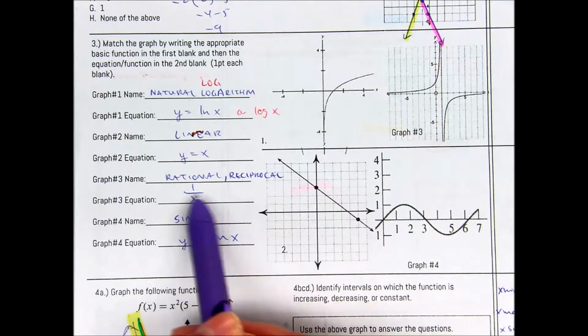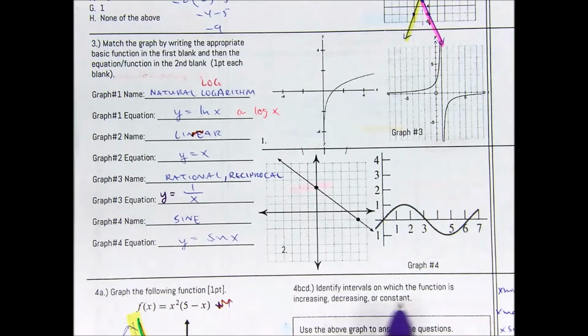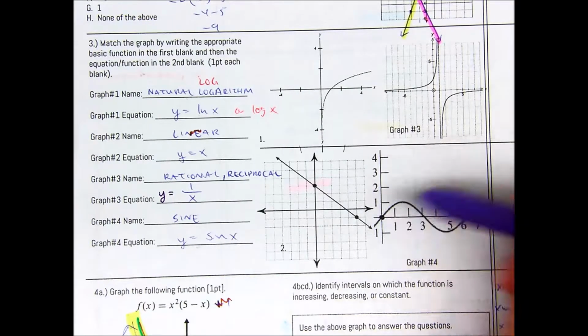Number 4, the name of the graph here is sine. Y equals sine x. The reason why you know it's sine is because it starts at 0, and its period ends at 0 again. Okay.